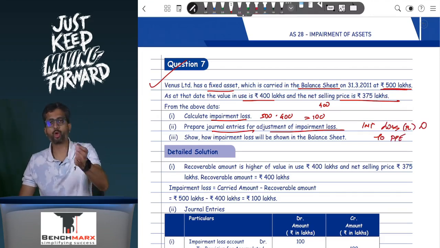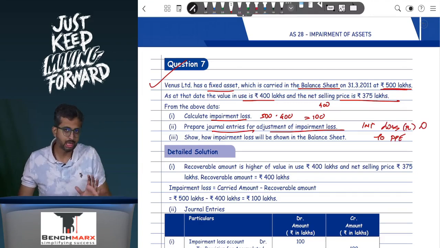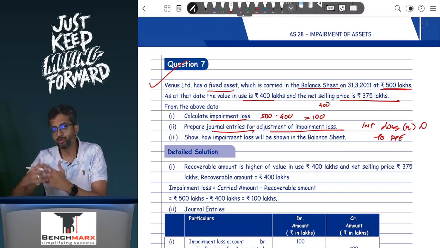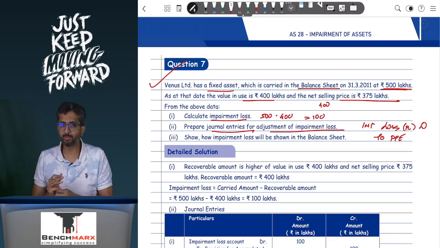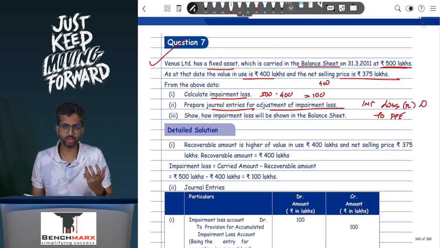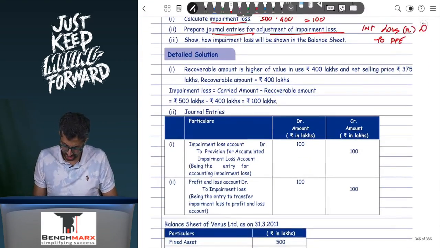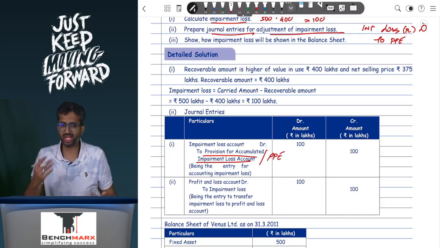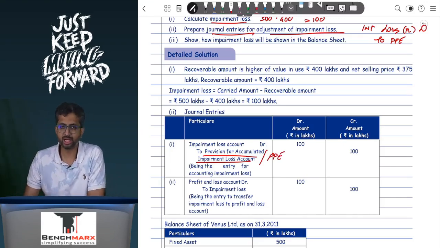Now, if you are following a provision for depreciation or provision of impairment method, then instead of crediting the fixed asset, you will create a provision for accumulated depreciation or accumulated impairment, like what the institute has done over here. Having said that, you have nowhere been told that you are following the provision for depreciation method, and hence alternatively, instead of crediting a provision for accumulated impairment loss, you can also credit the property, plant and equipment and directly show the asset at 500 minus 100, that is equal to net 400.